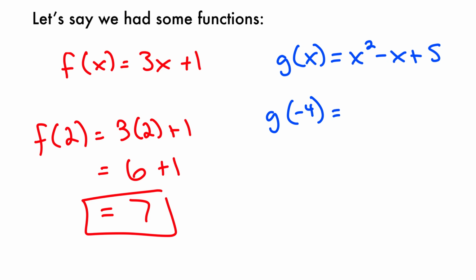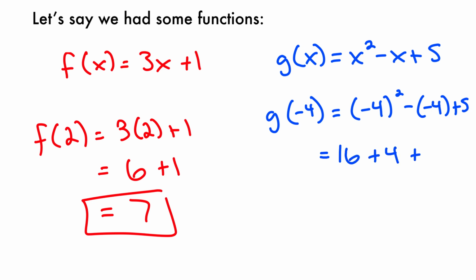So that would be equal to negative 4 quantity squared minus negative 4 plus 5. Take note, since function g had two x's, I had to plug negative 4 into the function twice because it needs to take up both spots. But then negative 4 quantity squared would be positive 16. Negative negative 4 is plus 4. And then we just add all those together and you'd get 25.